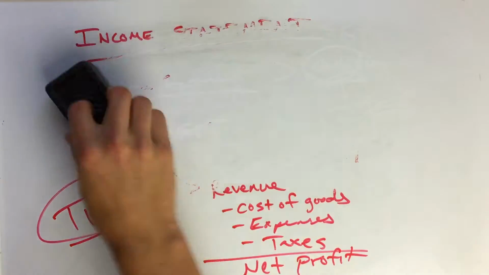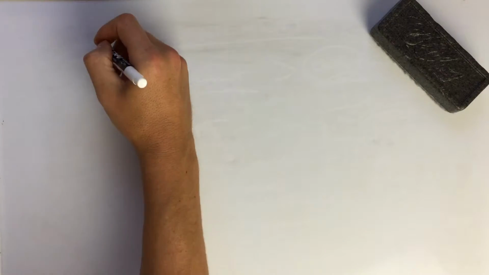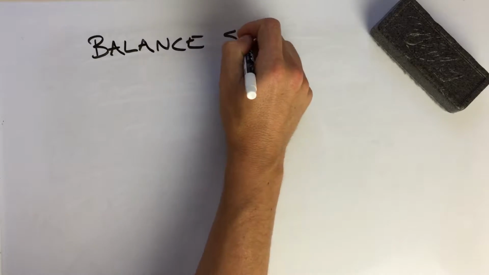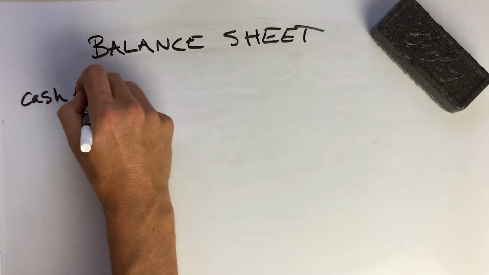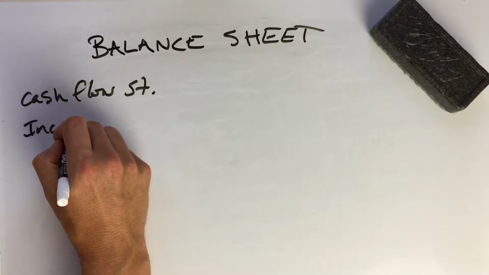So we talked about income statements, we talked about cash flow statements, and finally there's another term in the next chapter that you've probably heard. It's a balance sheet. This is not to be confused with the cash flow statement or the income statement.